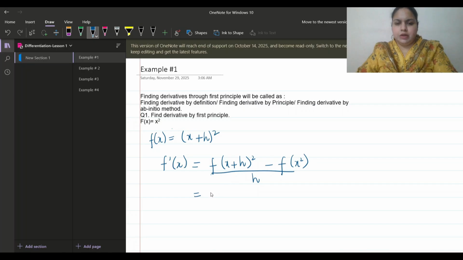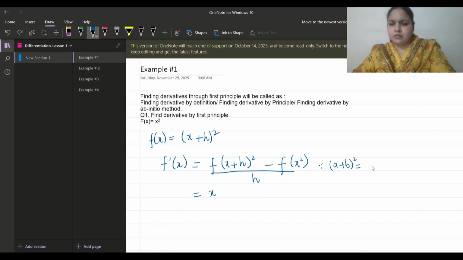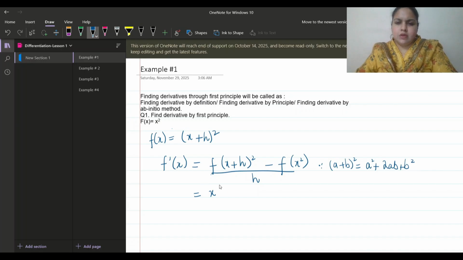Let's quickly open it. Since we know the formula of (a plus b) whole squared, it is x squared plus 2xh plus h squared minus x squared upon h. We'll further simplify it.